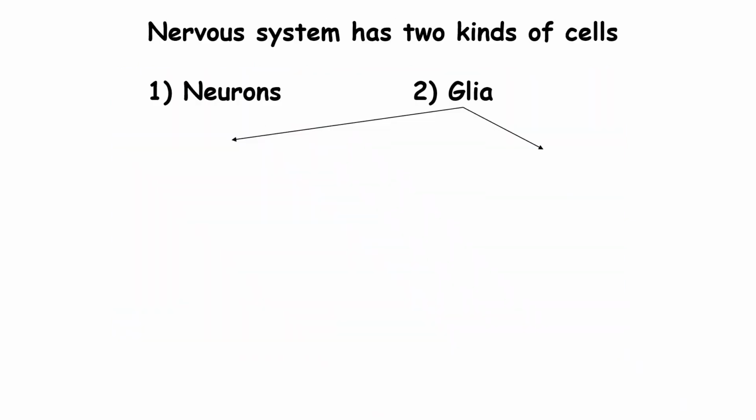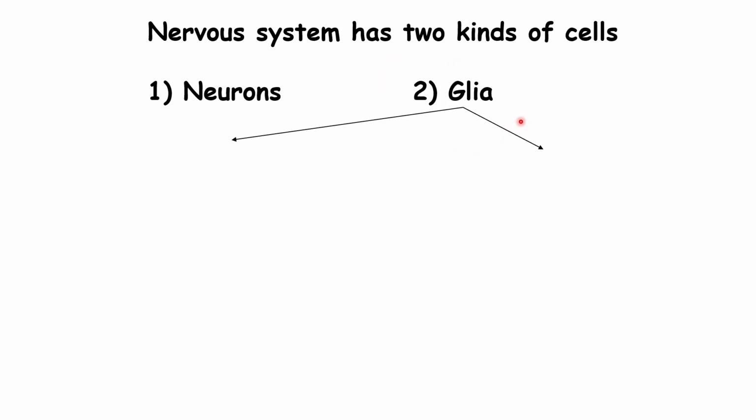There are two types of cells that are found in the brain or the nervous system in general. The first kind is neurons, which are the more famous ones. And the second kind are called glia. These are somewhat less known compared to neurons and less studied, but they also play important roles. So we'll talk about neurons in the subsequent slides, but let's talk about glia first.